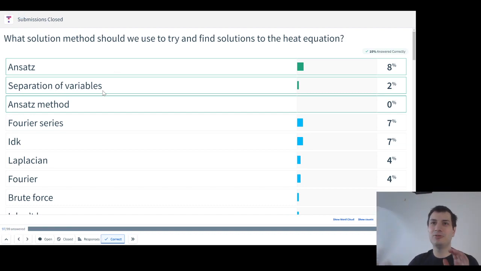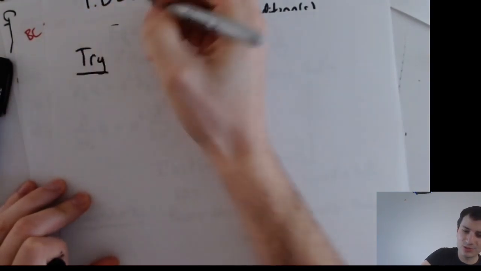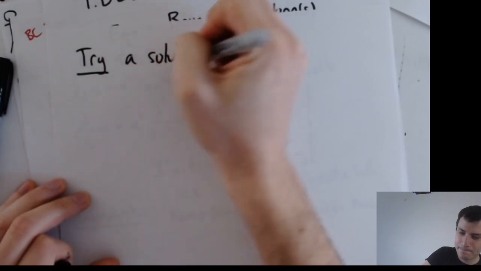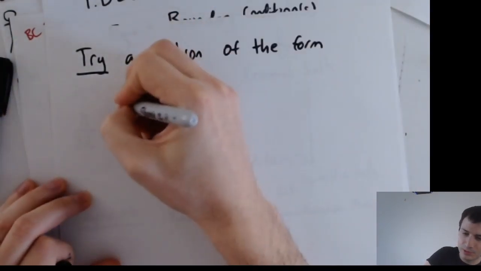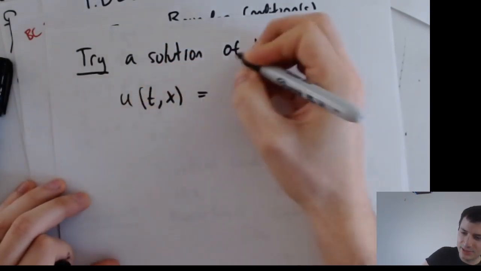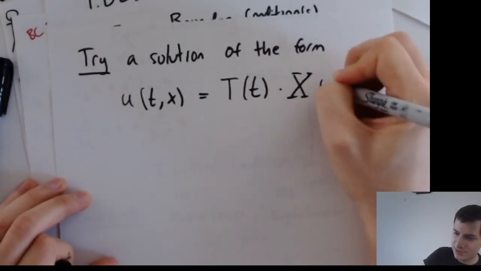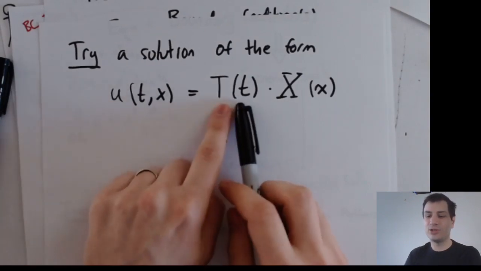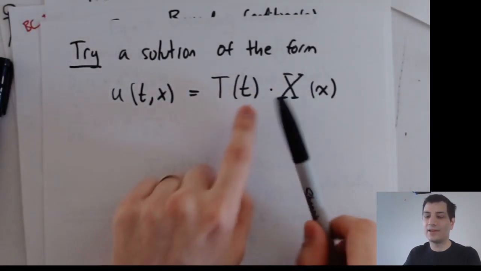So what we are going to do to solve this equation, it's going to be an ansatz method. We are going to try a solution of the form u of t, x is some function of t times some function of x. So this is what they do in the textbook, and in the video, they try a solution that is a function of t and a function of x, multiplied together.